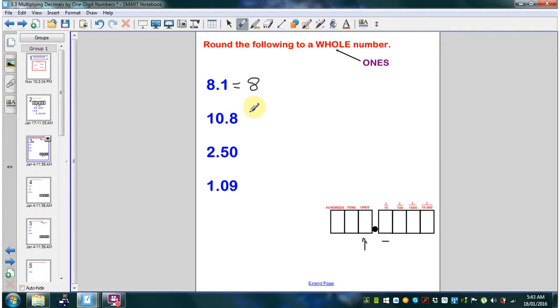Okay, I want you to pause, try these three, and then come back and we'll correct them. Okay, by now you should have these three done. So 10.8, we want to round to the whole number. So we look at the number behind it. We want to change this digit here in our ones value. We look at the number behind it. It's an 8, so we round up. So 10 becomes 11.